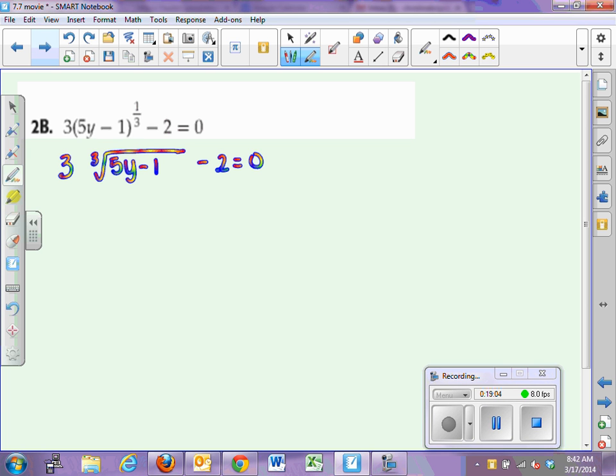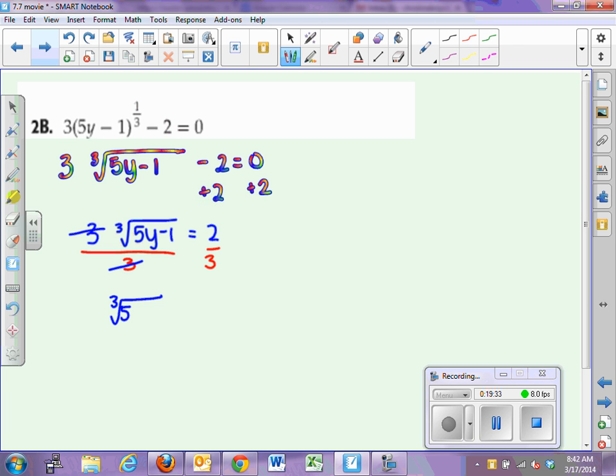I'm going to add 2. This is a little big and obnoxious. Here, try this one. That's a little small. Oh gosh, I'm sorry. All right, I'm going back to blue. Divide both sides by 3. And raise both sides to the third power.